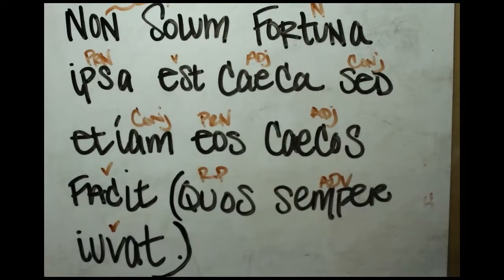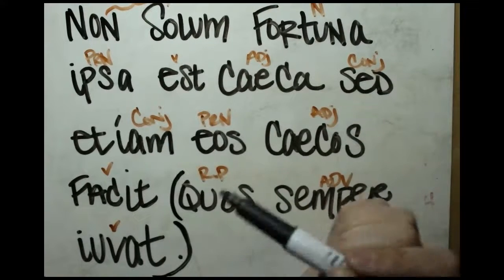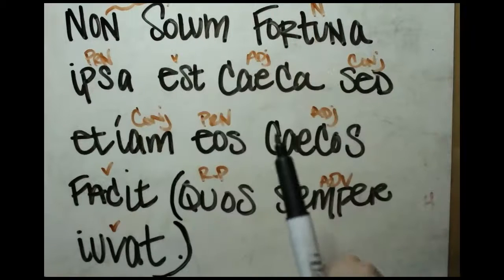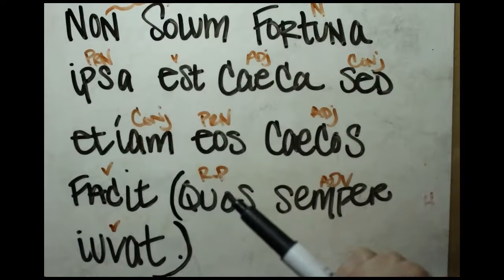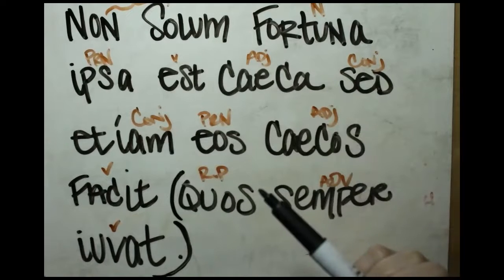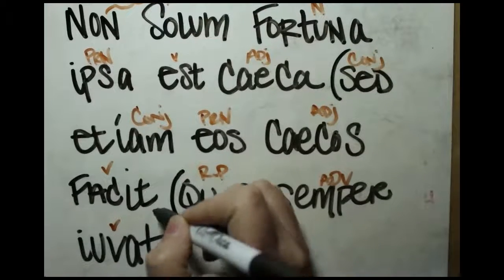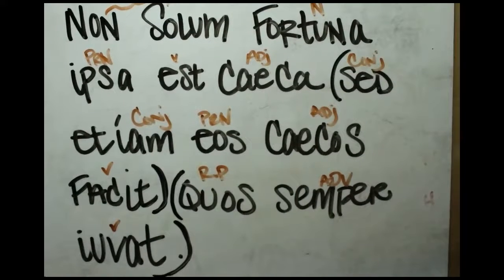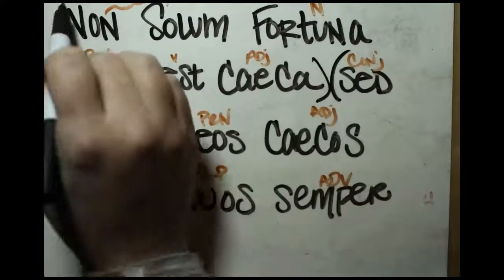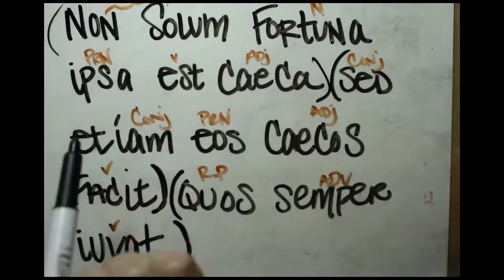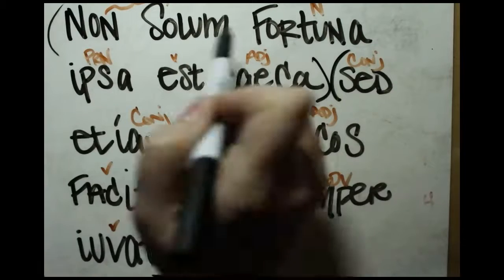What's another thing we can look for to split up our sentence into smaller clauses? A conjunction. So we have sed and etiam here. If they were spread out a little bit more in the sentence, I would say using them both as indicators for a new clause would be a good idea, but we just kind of need one here. We'll use sed and we'll go to the end of this. There's another clause, and then we'll have non solum fortuna ipsa est caeca here as another. So let's put this first part onto a separate piece of paper and translate it.